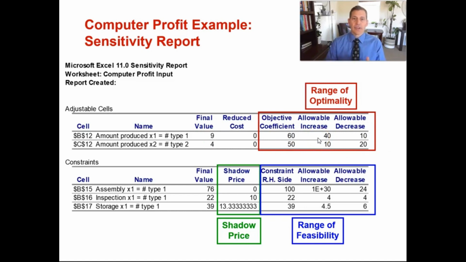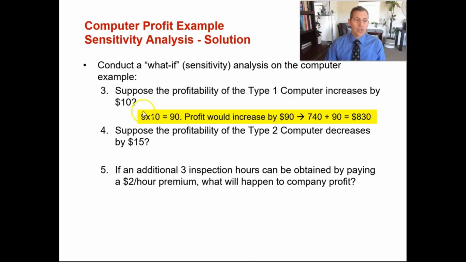So that increases our profit by $10. So do we take $740 and add the $10 worth of incremental profit to the equation? So do we take $740 plus 10? The answer is no. And the reason the answer is no is because we are producing 9 of the type 1 computers. So our profitability goes up by $10 per unit, which is actually $90. So you're producing 9 of the type 1 computers. Your profitability went up by $10. That means your total profit would increase by $90, and therefore $740 plus 90 equals your profit has now increased to $830.